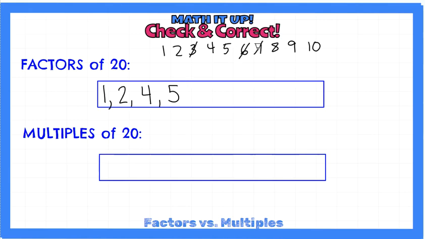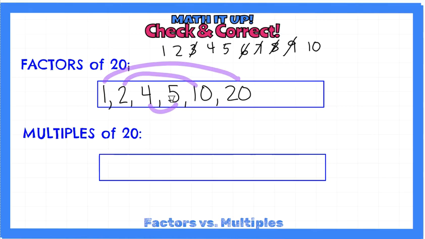6 does not. 7 does not. 8 does not. 9 does not. But 10 does. And of course, the final factor is always the number itself. So there we have 20. And again, we can look at these factor pairs. 1 times 20 is 20. 2 times 10 is 20. And 4 times 5 is 20.